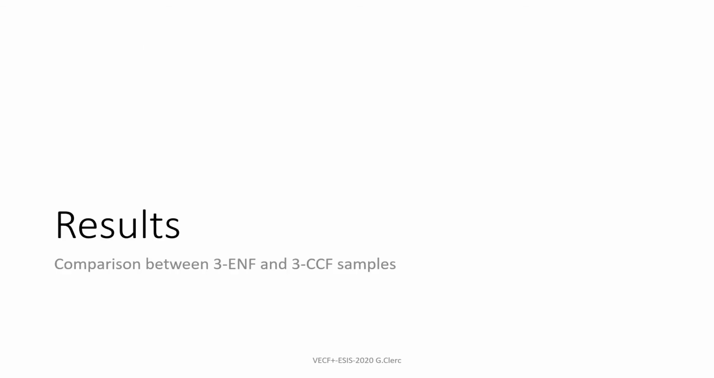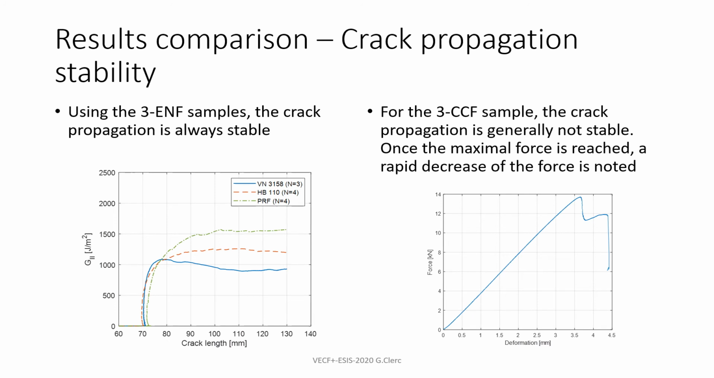Now let's compare the results between the 3ENF sample and the 3 central cracked flexural sample. First, we can compare the crack propagation stability between the two types of sample. For the 3ENF sample, you have this graph. Here we have the energy release rate in joule over square meter, and here the crack length. It's not really important now, but those are 3 different kinds of adhesive with which I glued my sample.